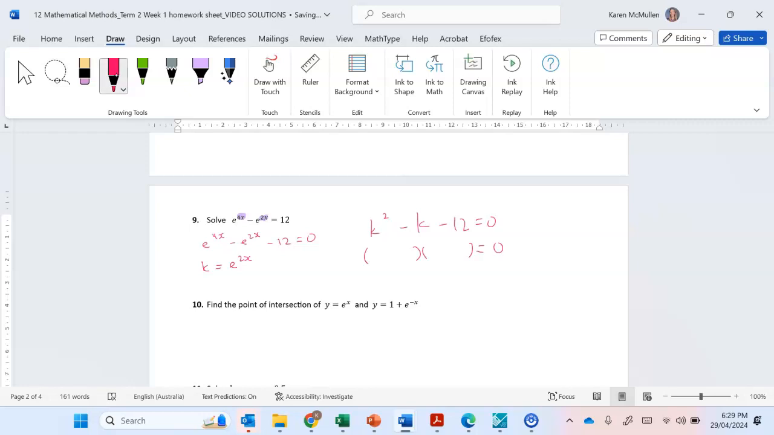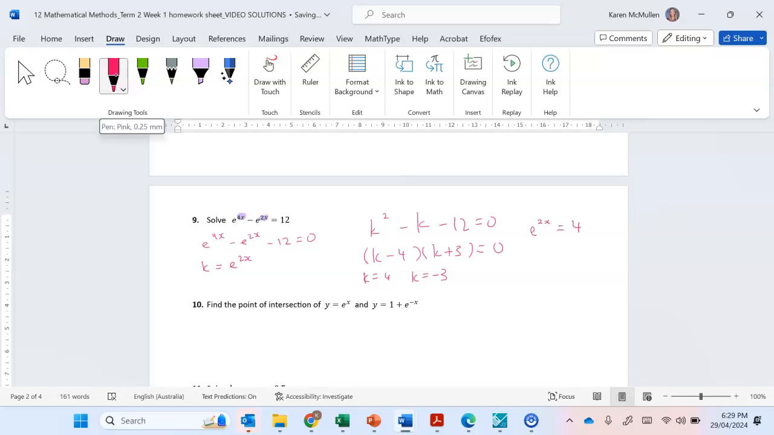So we need two numbers that multiply to give negative 12 and add to give negative 1. So we're going to have k minus 4 and k plus 3. That means k is equal to 4, k is equal to negative 3, and then we've just got to see which solution holds for this. We've only solved for k, so now we've got to substitute back in e to the power of 2x.